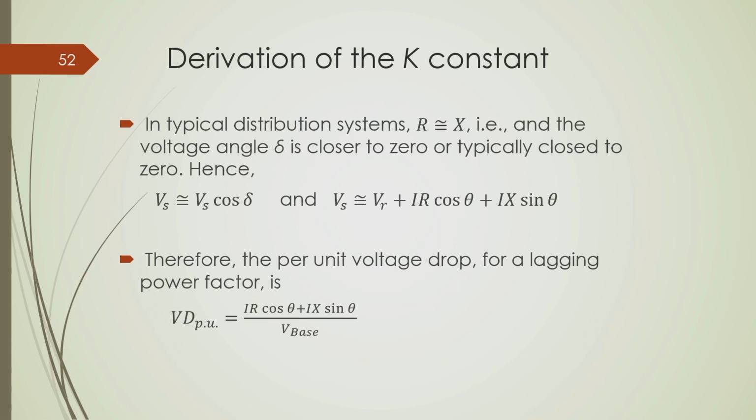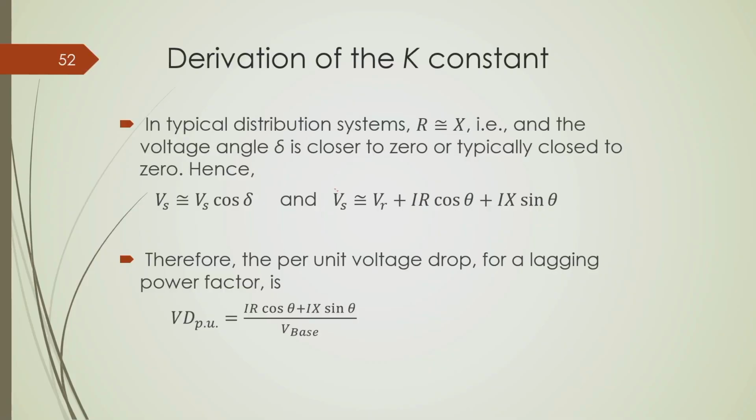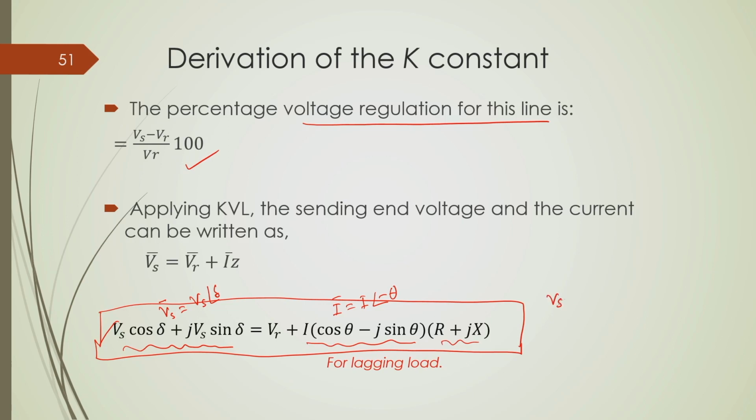Similarly, r plus jx is known to us. Now, equating the real quantity of the left hand side with the real quantity of the right hand side, we get Vs cos delta is equal to Vr plus Ir cos theta plus Ix sin theta. Here, this j and this j will be multiplied, so this will be minus j squared, which will give you 1. So, this will be Ix sin theta. This is the equation obtained by equating the real parts of the left hand side and right hand side.